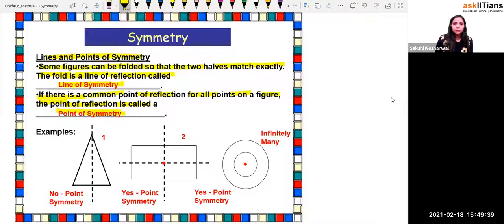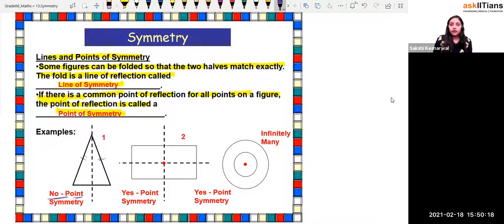So we say that there is a common point of reflection for all the points in the figure. Over here, this is an isosceles triangle, right? When you reflect it, there will be no point of symmetry. Here you are not going to get a point of symmetry, because the point of symmetry is the point of intersection of all the lines of symmetry, and it has only one line of symmetry, so it has no point of symmetry, right?